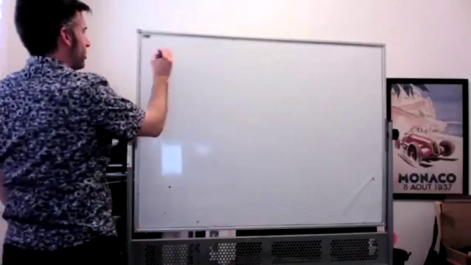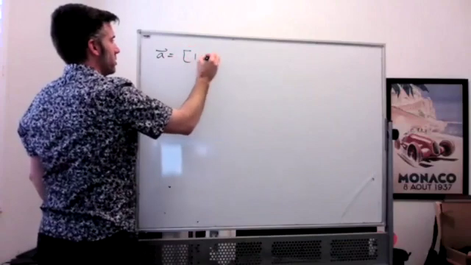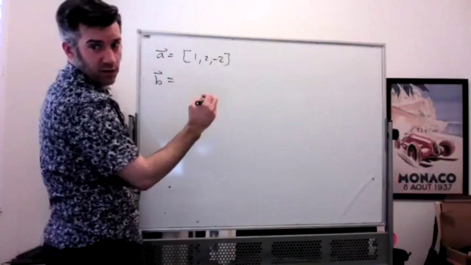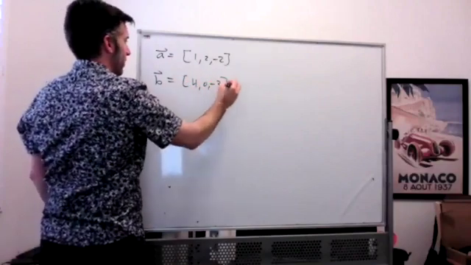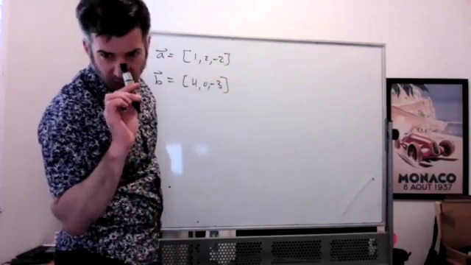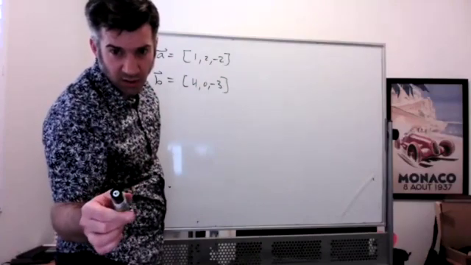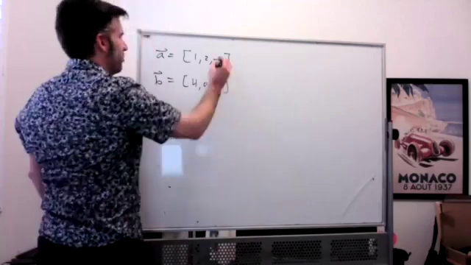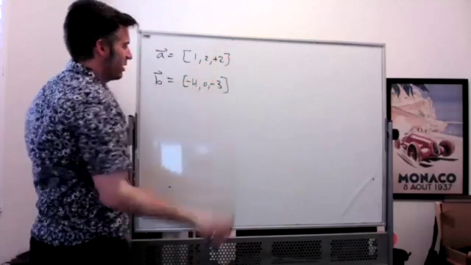Let's say we have the vectors a equals 1, 2, negative 2, and b equals 4, 0, negative 3. I want to change this up just slightly. Let's make this a positive 2 and this a negative 4. That's going to be a little more interesting.